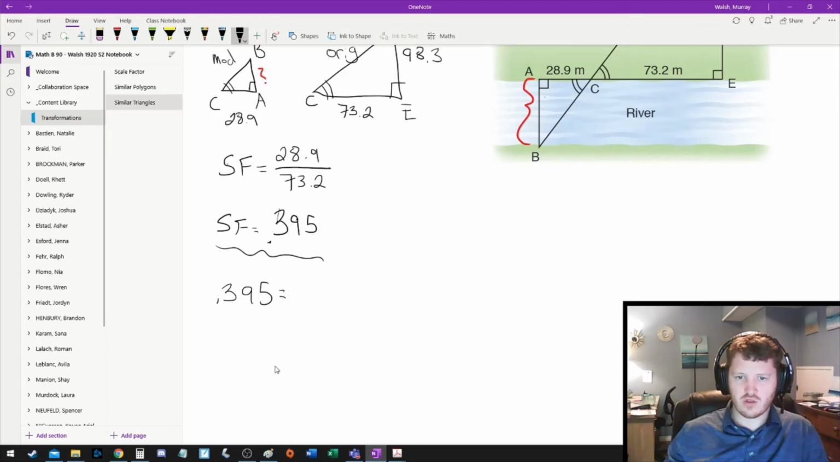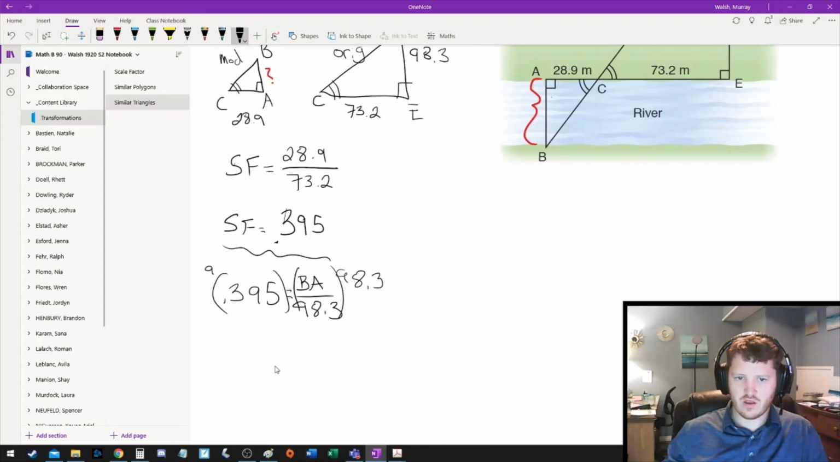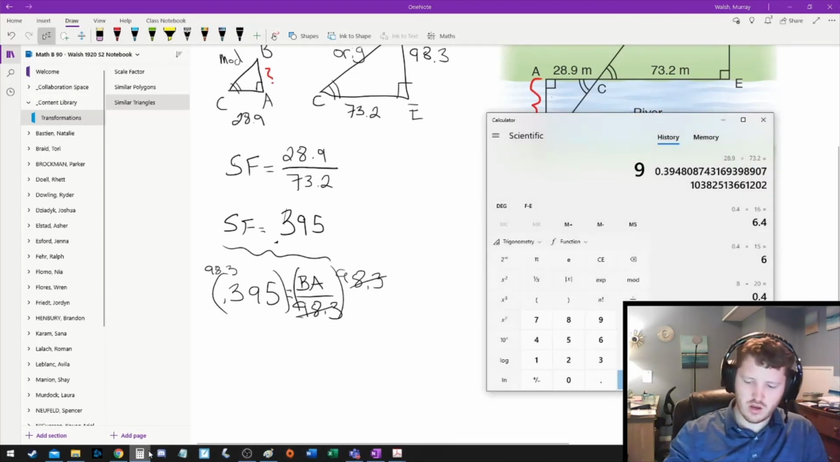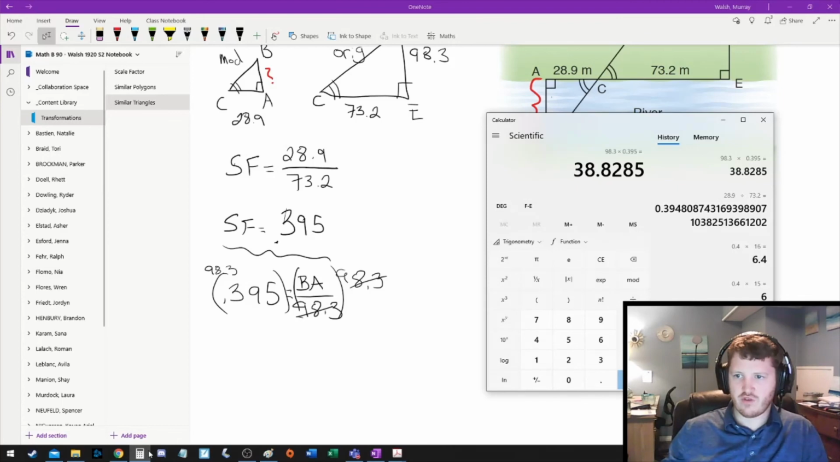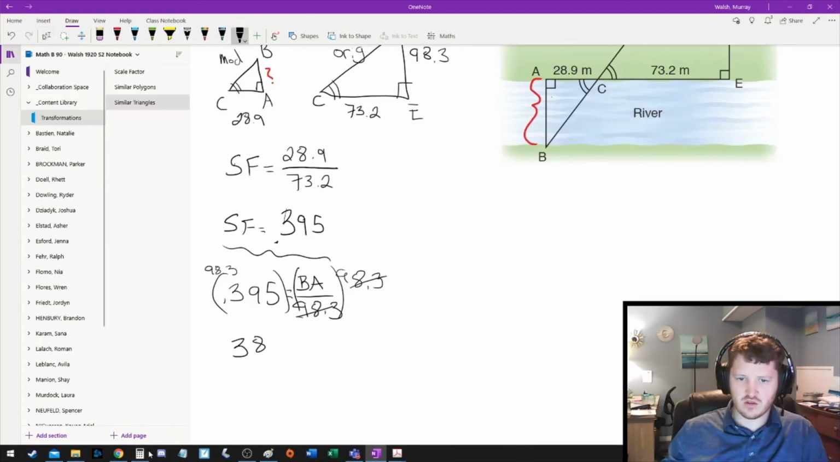Our model is what we're looking for, line BA. And we want to use our original of 98.3. Multiplying both sides of this equation by 98.3, because 98.3 divided by 98.3 is 1. If we go back to our calculator, 98.3 multiplied by 0.395, and we're getting the width of the river is 38.8, or BA is 38.8.